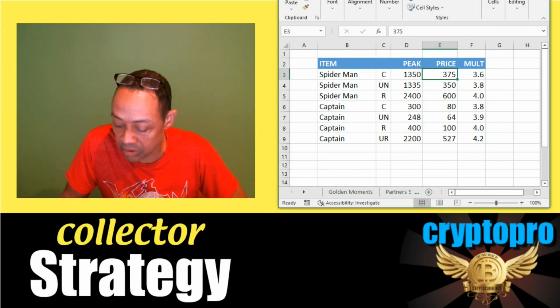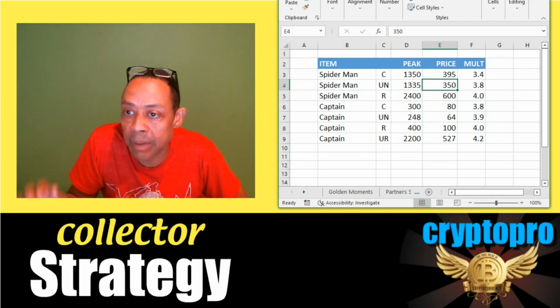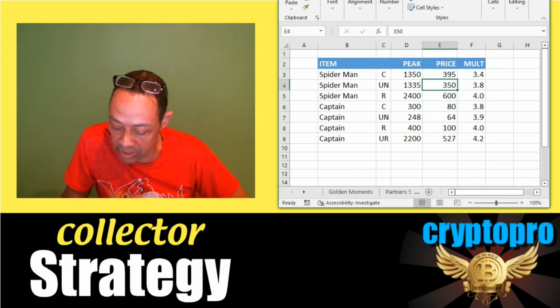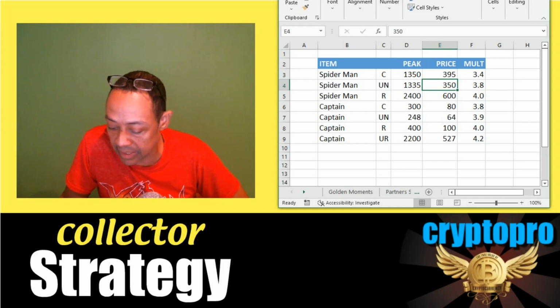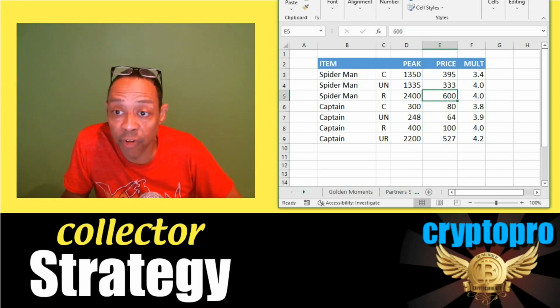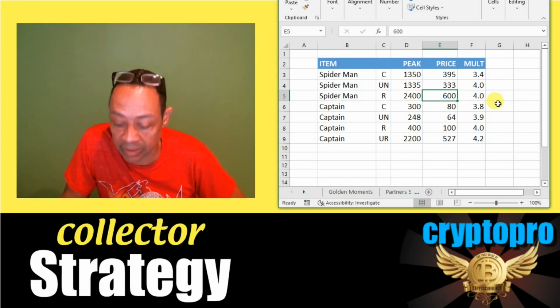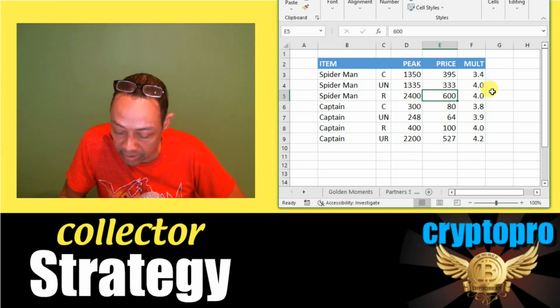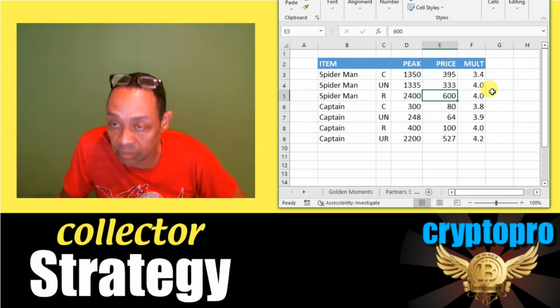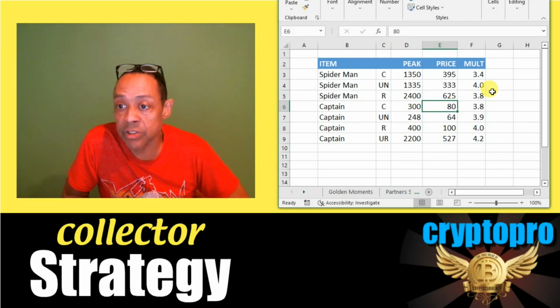So let's start with the common, and it is right now today at a price of $3.95. So that drops our multiplier to 3.4. The uncommon today is sitting at $332.99. Let's go for $333. So it has actually gone down. Makes the multiplier 4. Now, once again, I already put these peak prices in. That's from the charts right there. And then last but not least, let's look at the rare. And the price on the rare right now is at $625. It's gone up a little bit. So the multiplier is 3.8.